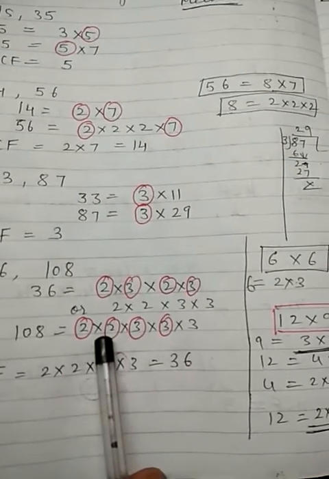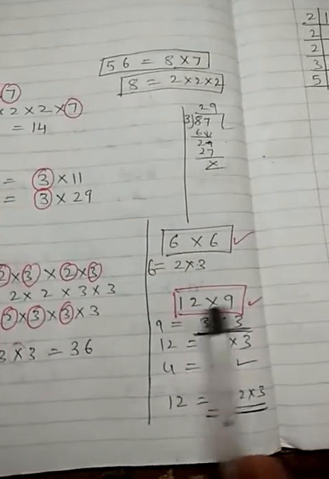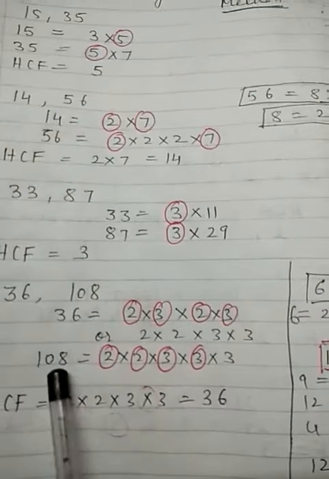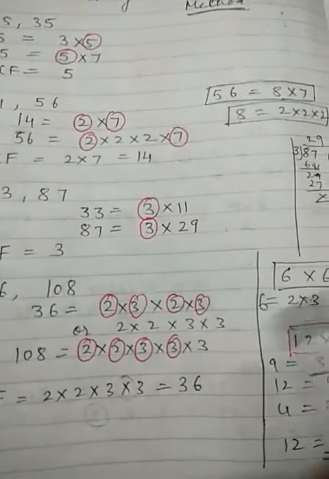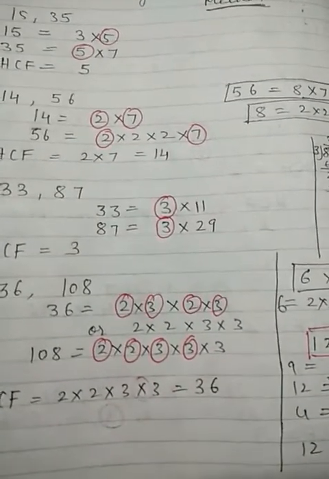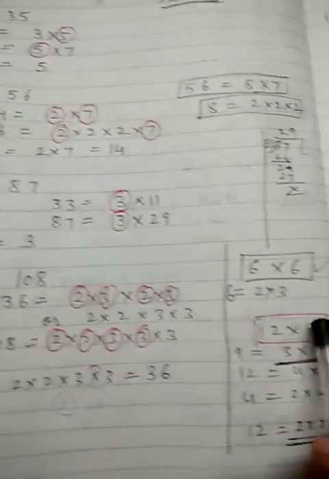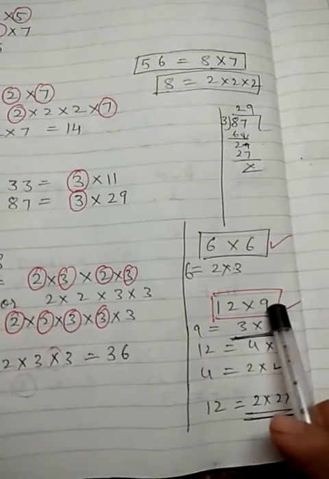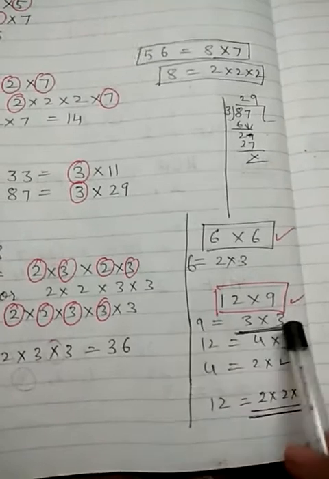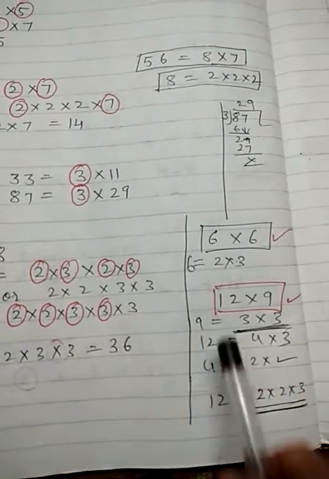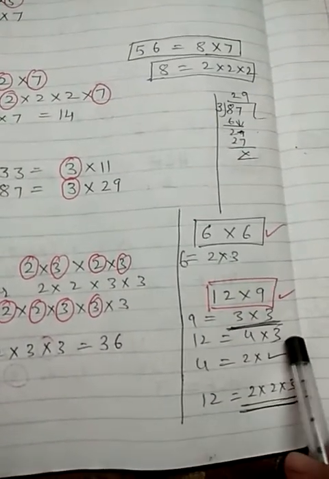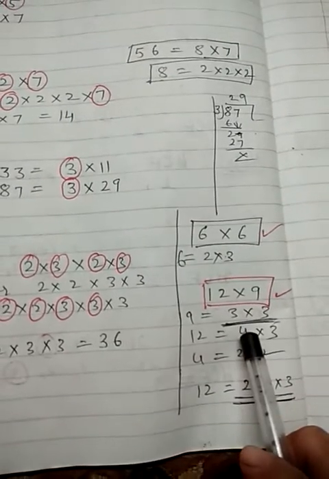Now think again about the table. 12 9s are 108. Now what are the factors of 9? 3 into 3. And what are the factors of 12? 4 into 3. But 4 is a composite number.